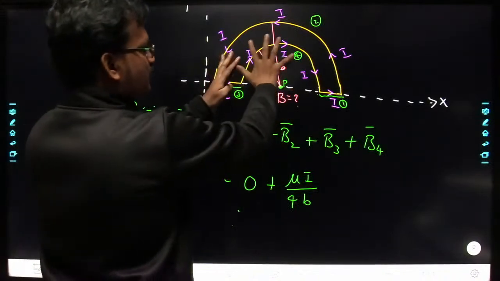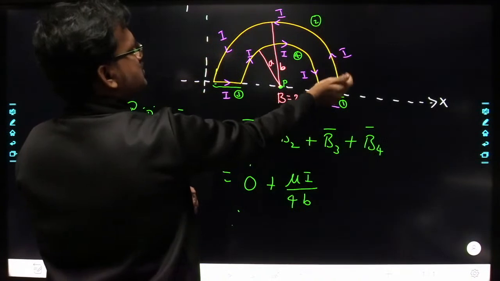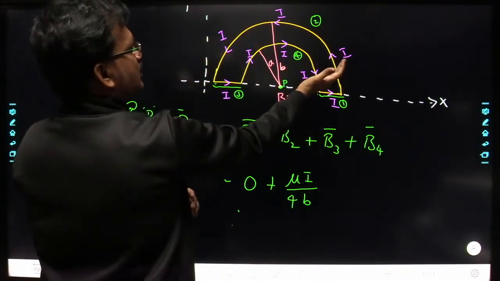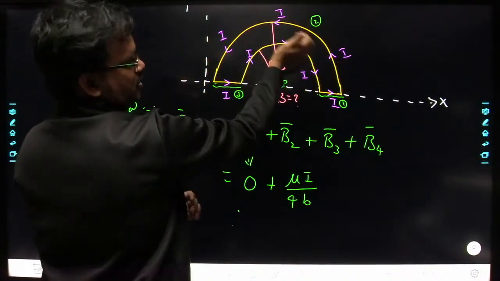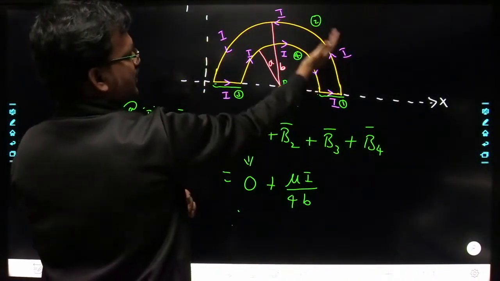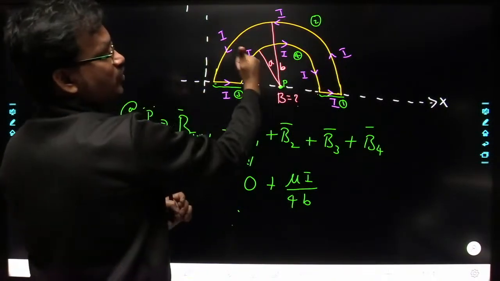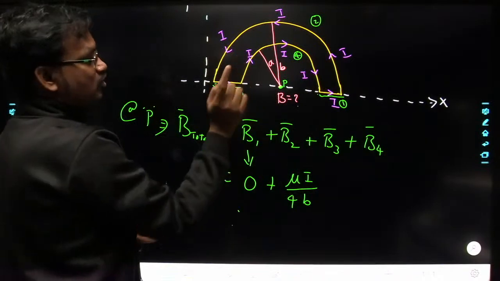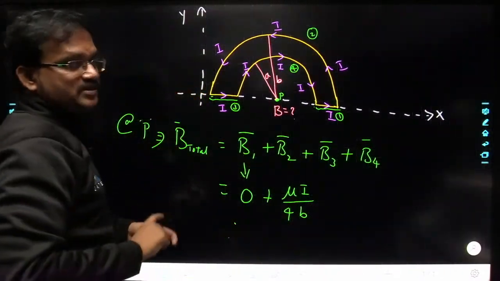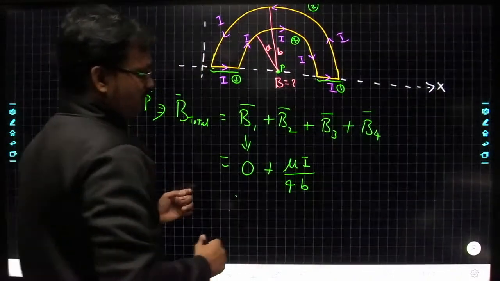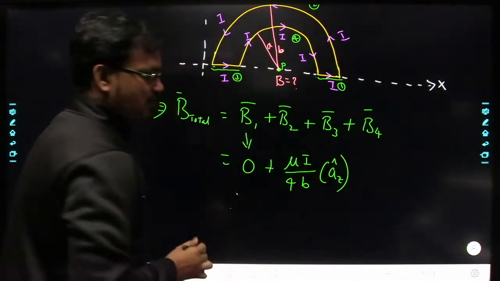Now you have to write the direction of the B field here. Forget about all the other sections, consider only this second section. The current is flowing in the anti-clockwise direction. So if the current is flowing anti-clockwise, the B field is going to point out of the board. This is the x-axis and this is the y-axis. Out of the board means it is the positive z direction. So B2 bar will be in the positive z direction.